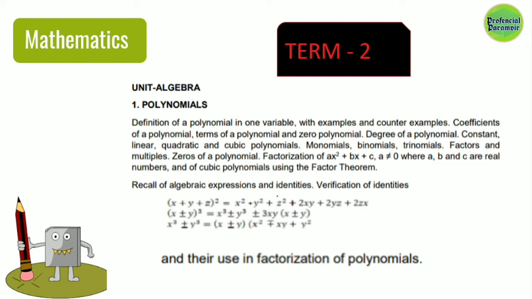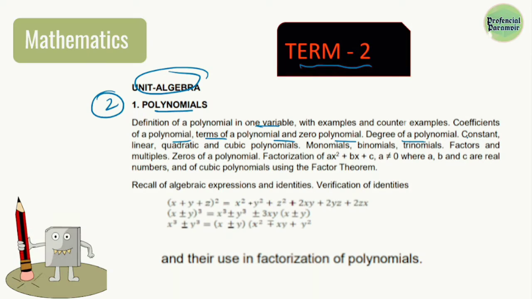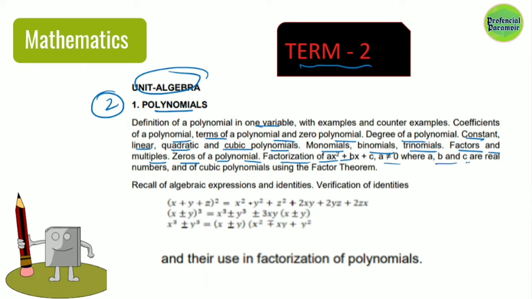Now coming to term 2, we are having the second chapter of our NCERT, that is polynomials, from the unit algebra: definition of polynomial in one variable with examples, coefficients of a polynomial, terms of a polynomial and zero polynomial, degree of polynomial, constant, linear, quadratic and cubic polynomials, monomial, binomial, trinomial, factors and multiples, zeros of a polynomial, factorization of these real numbers, and of cubic polynomials using factor theorem.